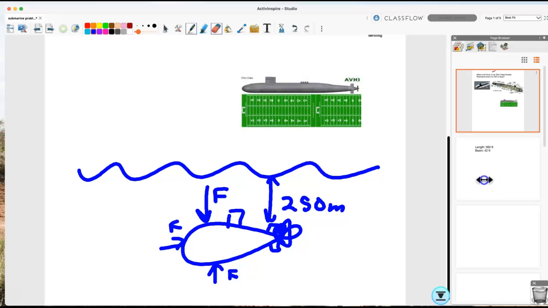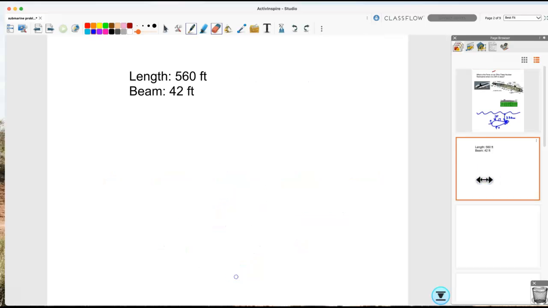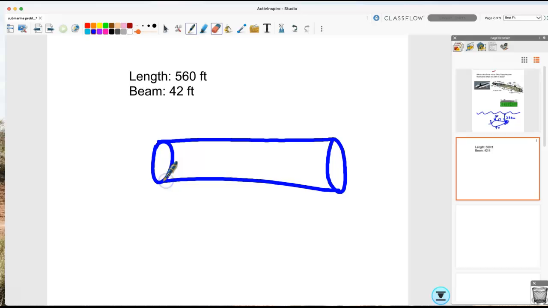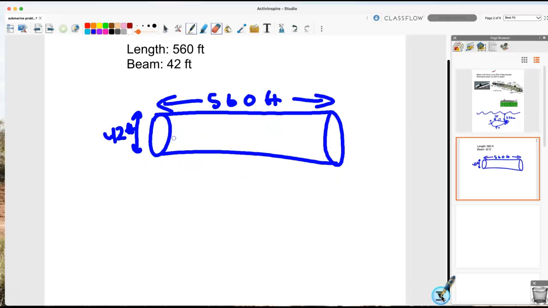Okay, now I have for you the length and the beam. The length is how long the submarine is, the beam is the diameter. We're going to make things a little simpler, and reduce the submarine to just be a cylinder. So it's 560 feet long, and it's 42 feet in diameter. Regardless of how we do this, I need to convert those, so I'm going to do those first. I need those in the metric system.